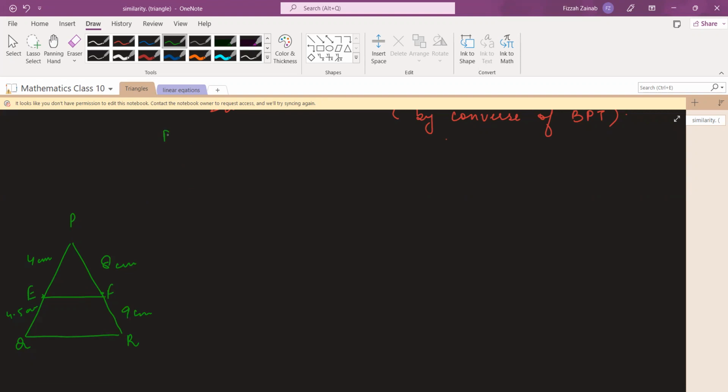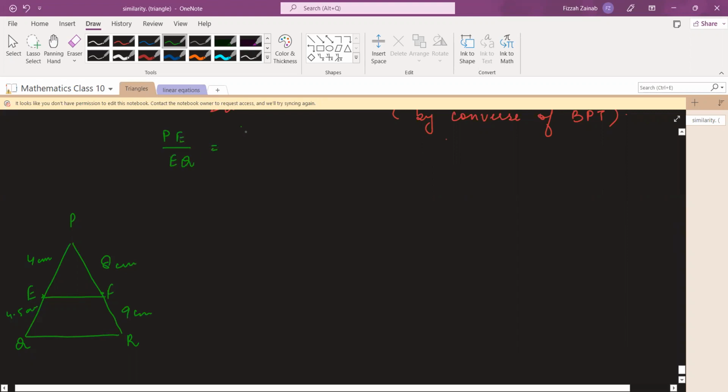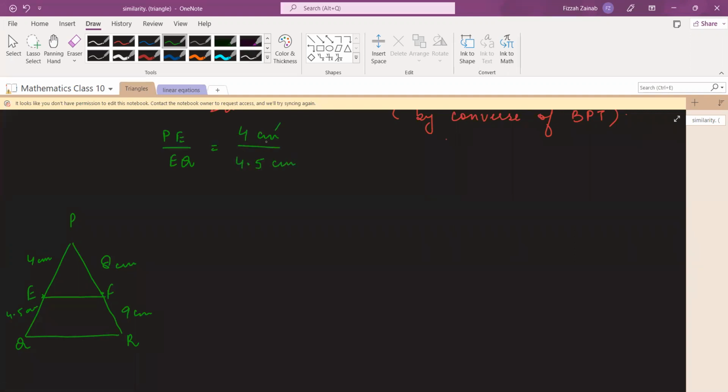So let us find the ratio PE upon EQ. This is 4 centimeter divided by 4.5 centimeter. Centimeter is gone. Now you remove the decimal from the denominator, so it is 4 and it becomes 45 into 10. Now you can simplify, so use the table of 5. So 5 into 2, 5 into 9. And that's it, so that becomes 8 upon 9. Let's leave this as a fraction and see the other side.